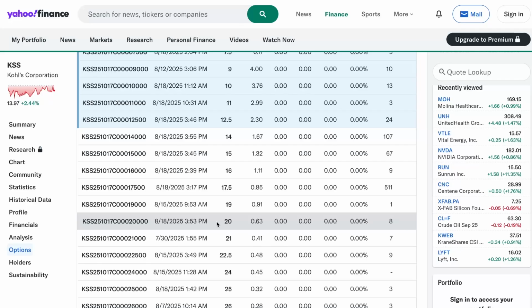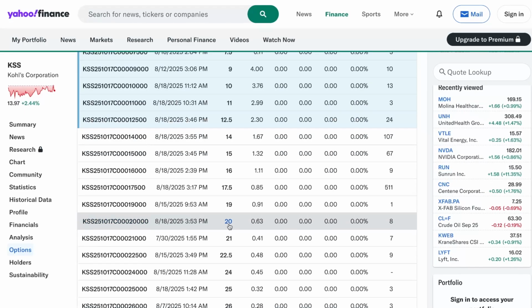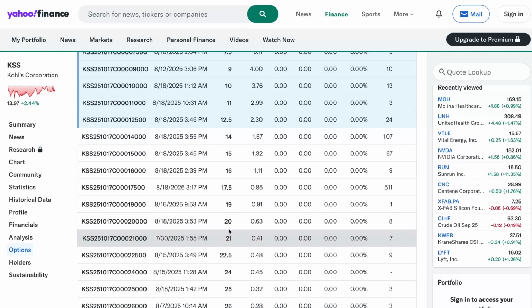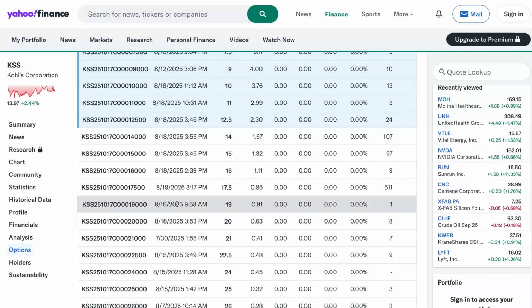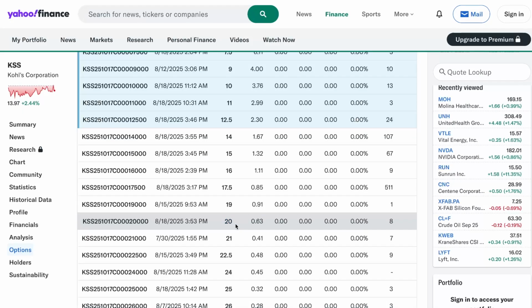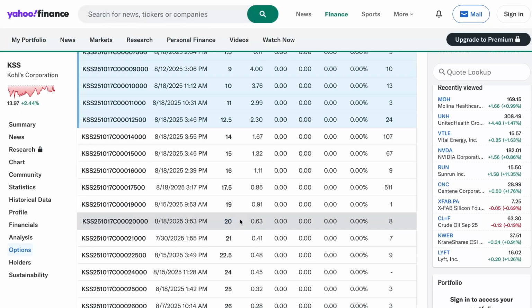If Kohl's stock shot up before this expiration date, let's say to $40 a share, I can be obligated to sell at $20. If I own the underlying stock, that's no problem. I have the underlying stock to sell to them. But if I don't own the underlying stock, how would I sell a share of it at $20? I would have to get it on the open market at $40.